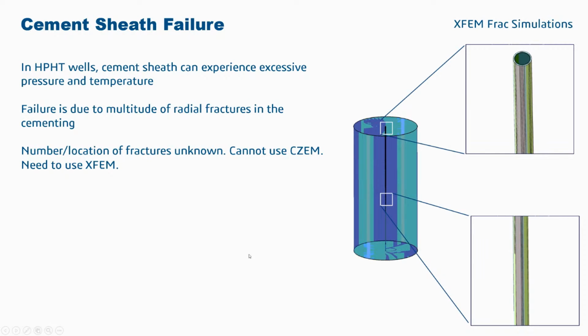We can also model the cement sheath failures under high pressure and high temperature. So many of these geothermal wells tend to be very deep, and the temperature and pressure conditions at such depth can be very high. And under high pressure and temperature, the cement sheath can experience stresses that cause the failure of the cement sheath as shown here. So in this example, we are showing the failure of the cement sheath in response to high pressure and high temperature. And typically in these kinds of failure, the cement sheath experiences multiple fractures, and these fractures require XFEM technology to be modeled.